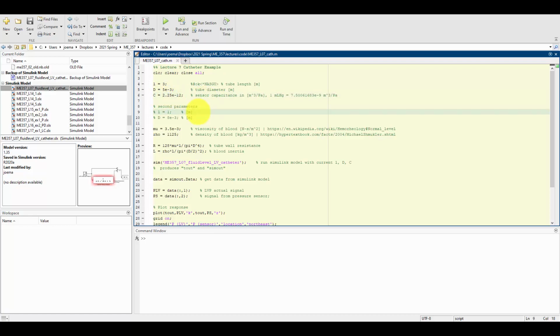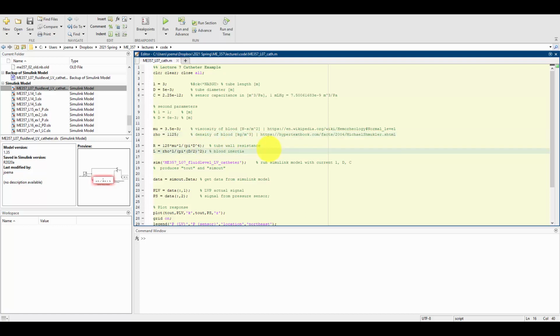And this is in units instead of the milliliters per millimeter of mercury. Now I'm going to put in the parameters for the fluid, again blood, looking up nominal levels here: the mu, the dynamic viscosity in Newton seconds per square meter, 3.5 times 10 to the negative 3, and its nominal density, 1125 kilograms per cubic meter.